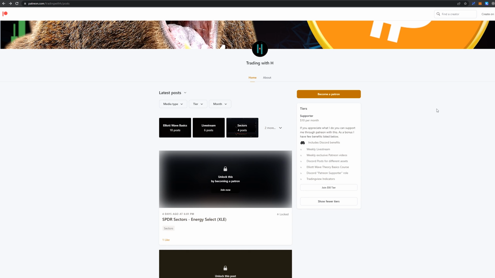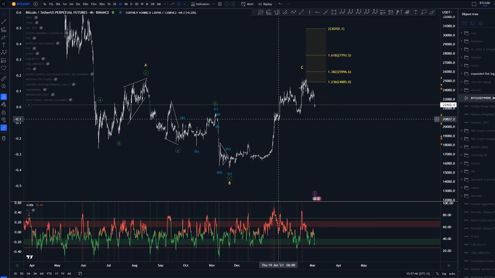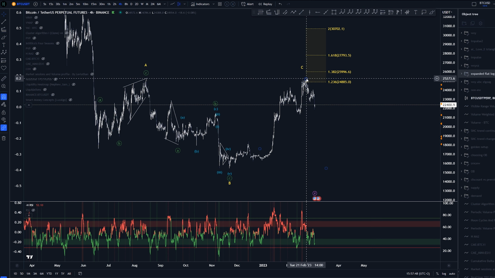Let's get into the charts next. So here we are on 4 hour time frame for Bitcoin. Let's take a look at what we actually have here as in the forms of counts. So main idea, today I'm going to just present the main count that I'm going to go with, which is this ABC going up, which has potentially completed.